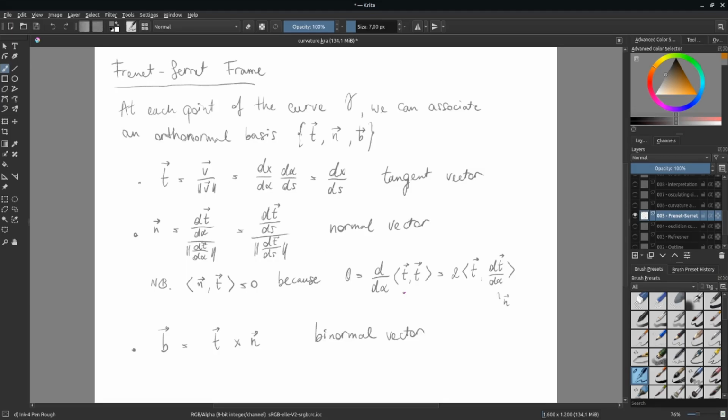So the derivative of that should be equal to 0. And so if you apply the Leibniz rule to the inner product, you get that the inner product of T with dT over ds, so essentially the direction of our normal vector, is equal to 0, so that works. So we have two orthogonal vectors, and then because we're in 3D space, we can take a cross product of both to get a third vector, and we call that the binormal vector.